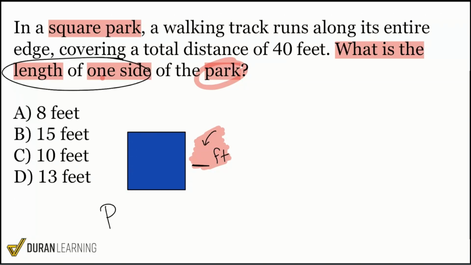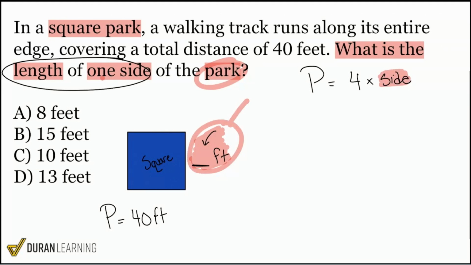So we know that the perimeter is 40 feet. We know that we're dealing with a square. The formula for the perimeter of a square is 4 times the side. And that side in this formula is the exact same thing as this side that we don't know. So we can use that to get the correct answer and move right along. Because the perimeter, we already know it. It's going to be 40.